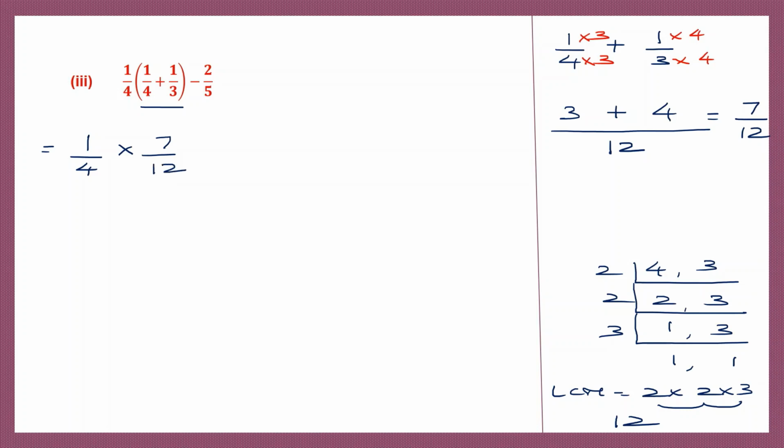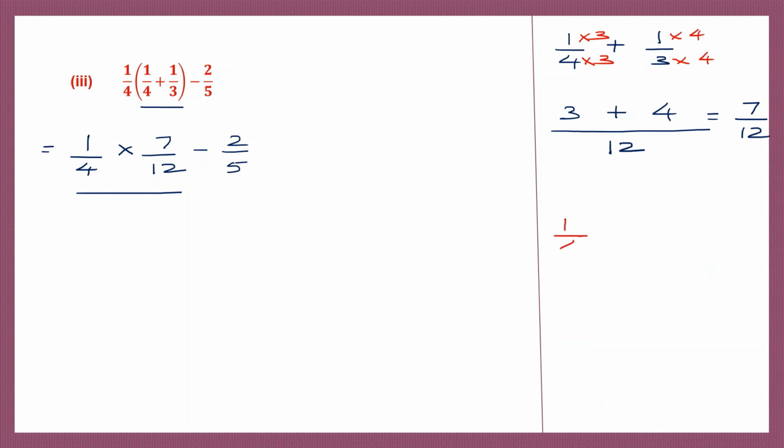And then we also have minus 2 by 5. Okay, so now we have two operations, multiplication and subtraction. According to BODMAS, multiplication has to be done before subtraction. So we have to work this one out first. So let's do that.